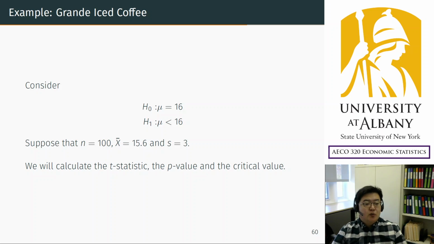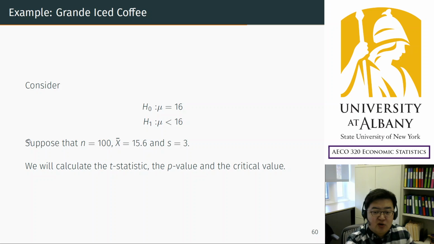Okay, so I explained the basic idea and the differences between one-tail tests and two-tail tests. And let's come back to the numerical example of the Starbucks iced coffee case. So the null hypothesis in that case is 16 or greater, and the alternative is important. That's where you reject. The alternative hypothesis is that the mean is smaller than 16.